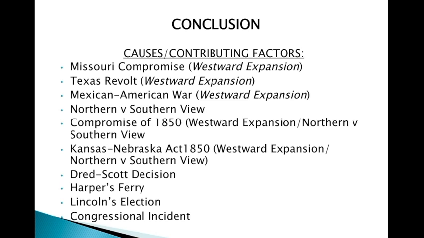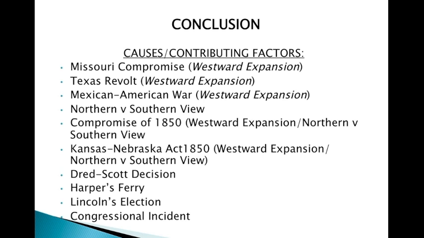And in conclusion, the causes or contributing factors of the Civil War are as follows: the Missouri Compromise, which was part of westward expansion. America purchased the Louisiana Territory. There was no mechanism in the Constitution to decide whether the territory would be free or slave. So the Missouri Compromise happened, where you couldn't have slavery above the 36°30' parallel.